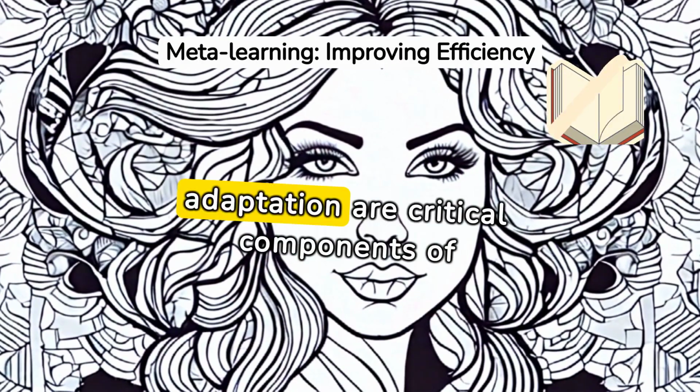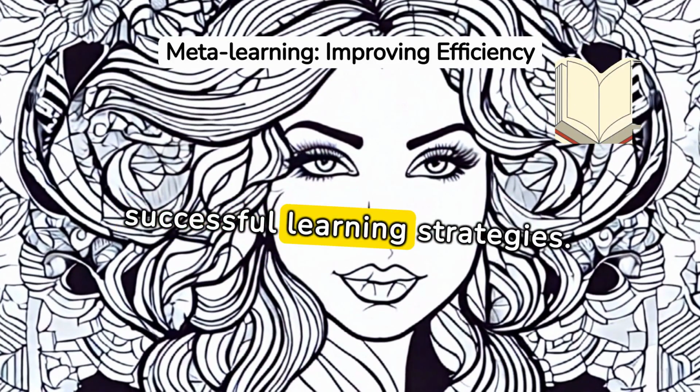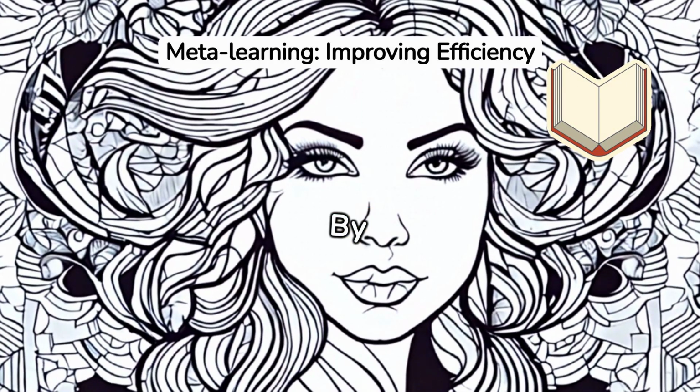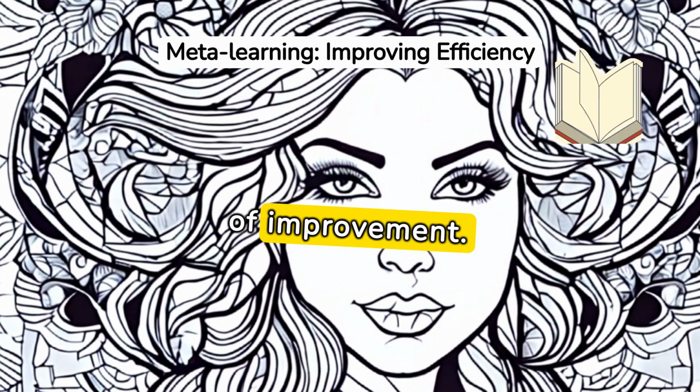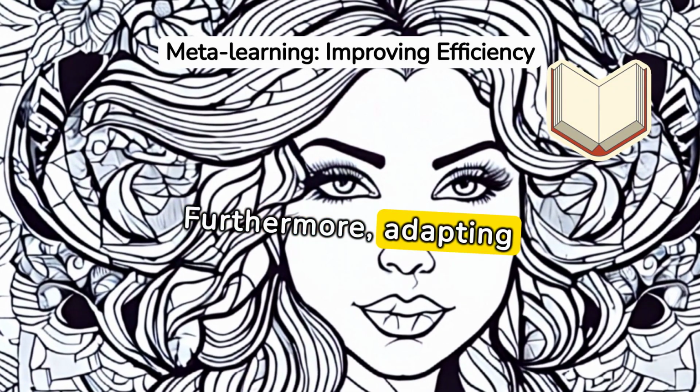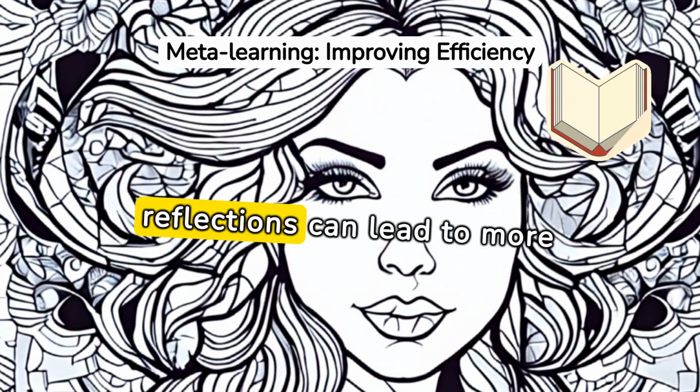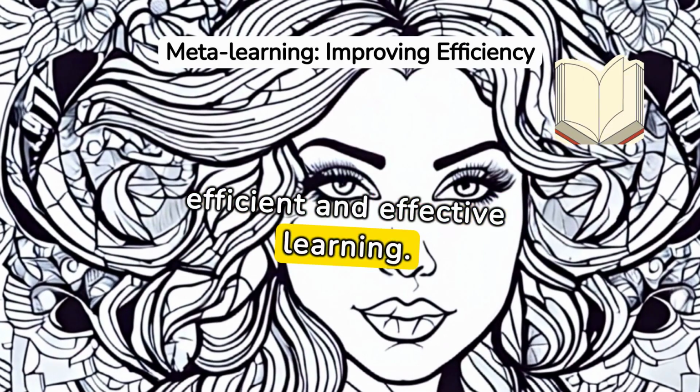Reflection and adaptation are critical components of successful learning strategies. By reflecting on what you've learned and how you've learned it, you can identify areas of improvement. Furthermore, adapting your strategies based on these reflections can lead to more efficient and effective learning.